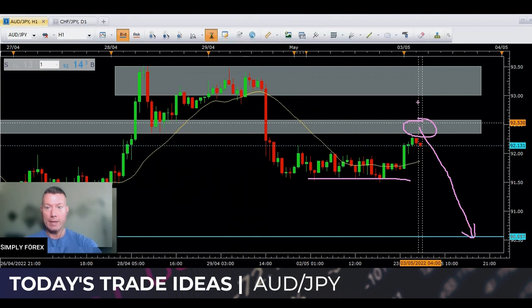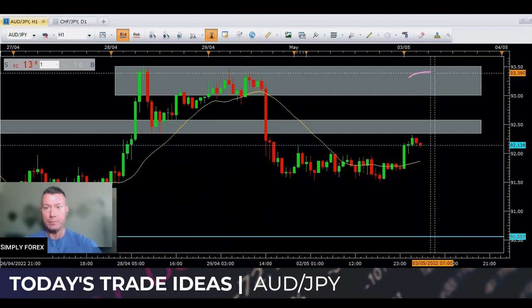Okay, if that doesn't happen, guys, price could retrace all the way back up to these highs here. But again, we want to see a bearish candlestick pattern form. That's our trigger to enter. We'll take price back down to the last H1 lows.